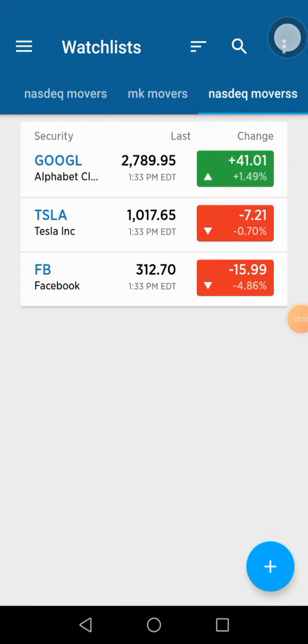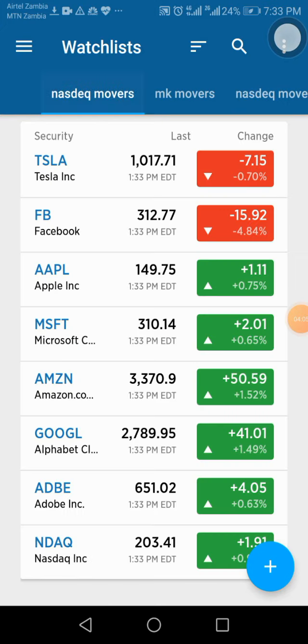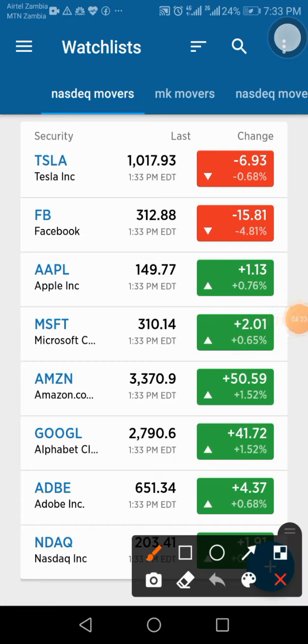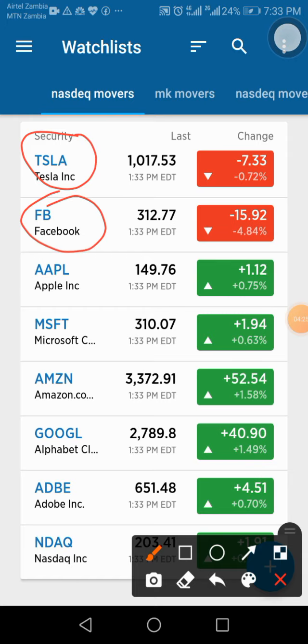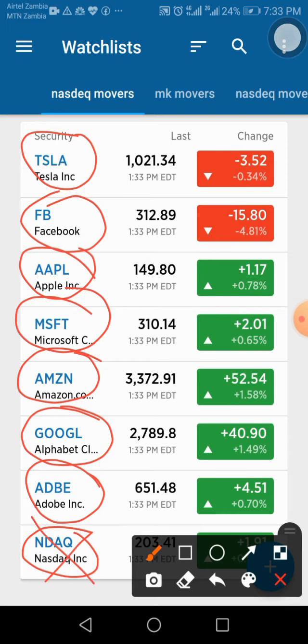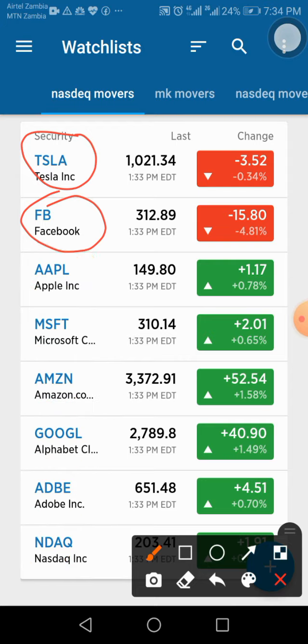Apart from Facebook, in other words, that is how you add. So after you have added all the companies, it's going to look like this. The companies that you should add are, number one, Tesla, add Facebook, add Apple, add Microsoft. Let me just be ticking them so that you can see that these are there. Add Tesla, add Facebook, add Apple, add Microsoft, add Amazon, add Google, add Adobe Inc. If you want, you can add the Nasdaq Inc., or if you want, you can skip it, it's fine. Once you have added all these companies, it should look something like this.